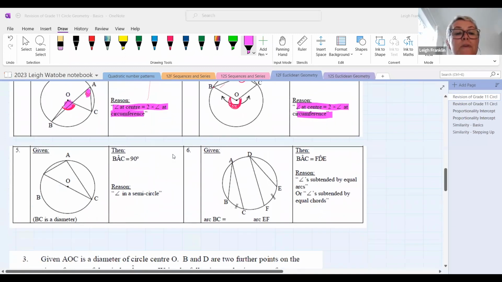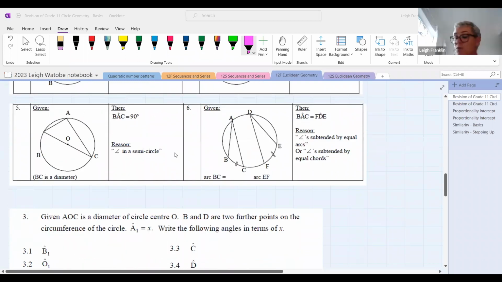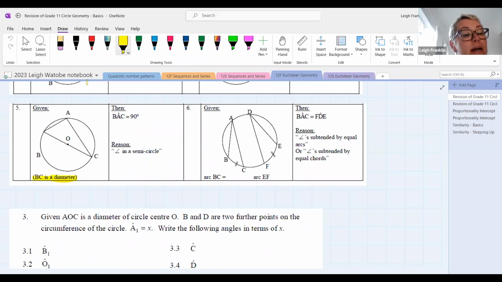All right. So these are all things that we should be familiar with. We've obviously just forgotten them because we haven't done grade 11 in a little while. And then this is the next one. Here in number 5, BC is a diameter, so that's this line over here, and it subtends or supports a right angle at the circle. So if BC is a diameter, it means BAC is equal to 90, and our reason is angle in a semicircle. So that angle over there is 90 degrees.